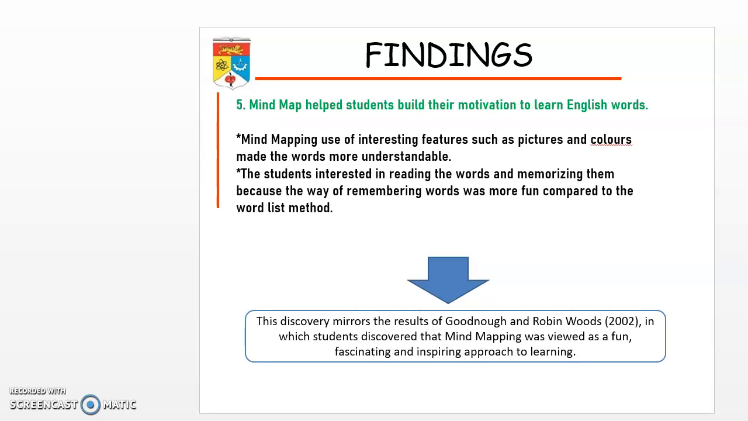Number five, mind map helps the students to build their motivation to learn English words. So students said the features of mind map such as pictures and colors made the words more understandable. Students think that they are interested to read the words and memorize them because it's a fun method compared to the word list method that was used before this. This research also mirrors the findings of Robin Woods 2002, in which students discovered that mind map was a fun, fascinating and inspiring approach to learn.